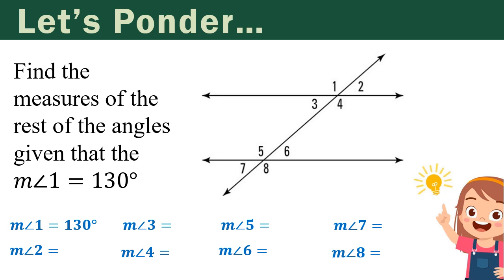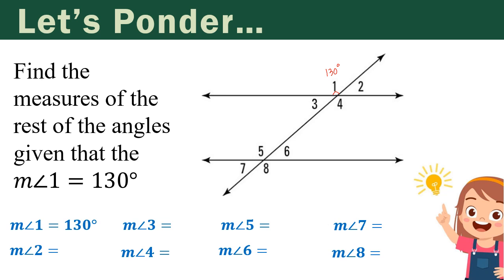Alright, so for our first example, we have: find the measures of the rest of the angles given that the measure of angle 1 is 130 degrees. My strategy in dealing with this problem is that I'm going to put the given data, or angle measure, here in the illustration. So I have 130 degrees for angle 1.